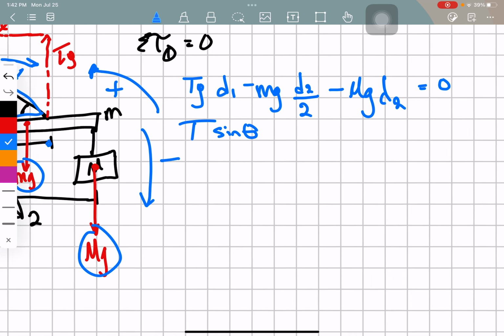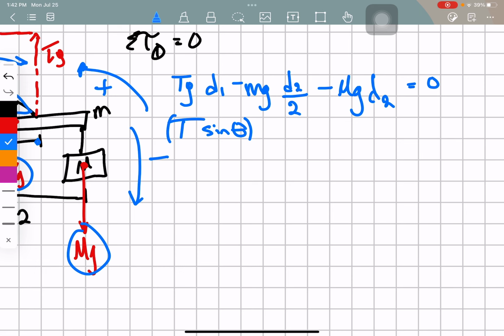Okay, so that's your sine theta multiplied by d1, which is going to equal, so I'm going to move these over to the other side, equal to, and I'm going to take a g out, or never mind, we could use mg d2 on 2 plus mg d2. Okay, and then I'm going to divide by d1 and then divide by sine of theta.